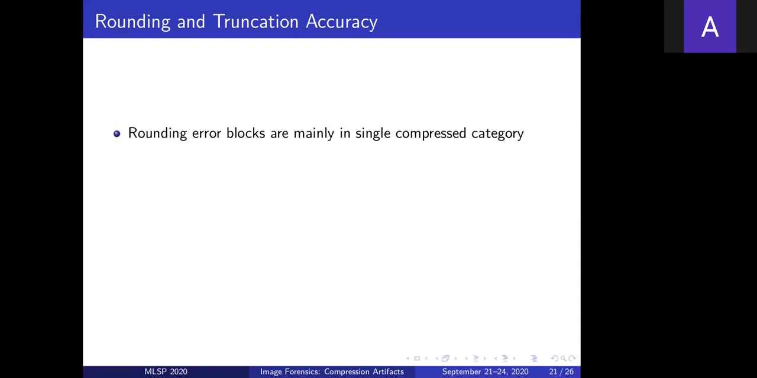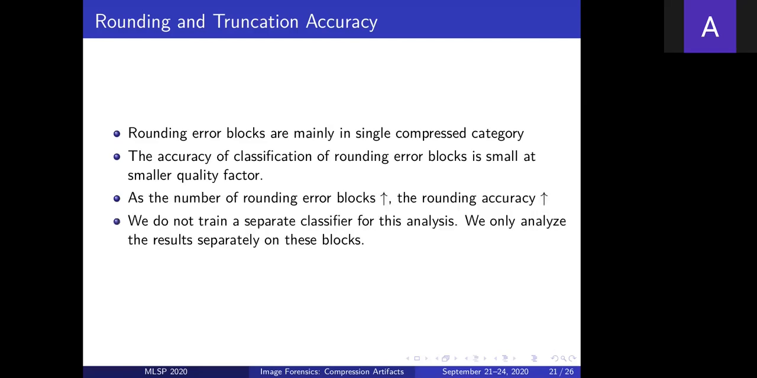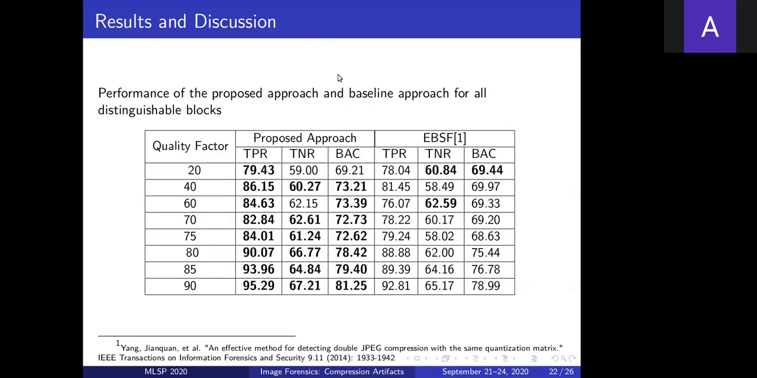In summary, we make three key observations. Rounding error blocks are mainly in single compressed category. The accuracy of classification of rounding error blocks is small at smaller quality factor. As the number of rounding error blocks increases, the rounding accuracy also increases. An important point to note over here is that we do not train a separate classifier for this analysis. We only analyze results separately on these two blocks.